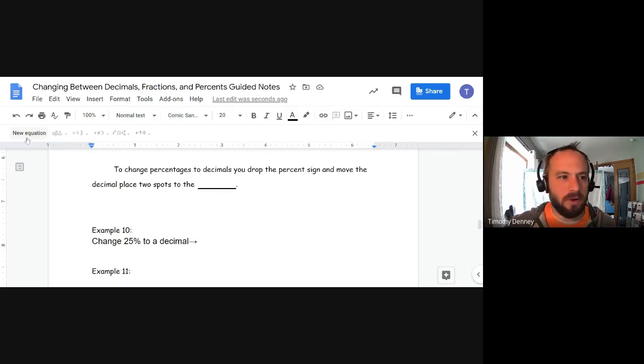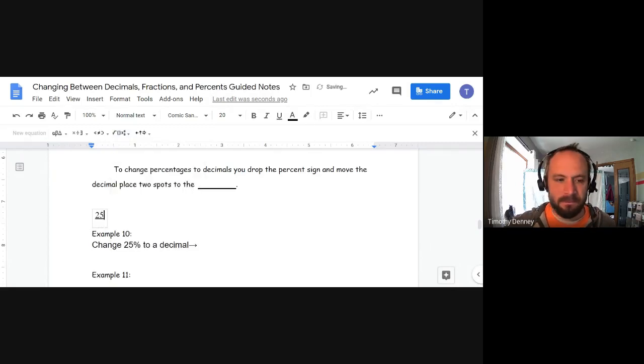If I were to change this to a fraction, 25 over 100. Okay. So then, knowing what we do about fractions to decimals, we'd have 0 point, and how many hundredths do we have? We've got 25.